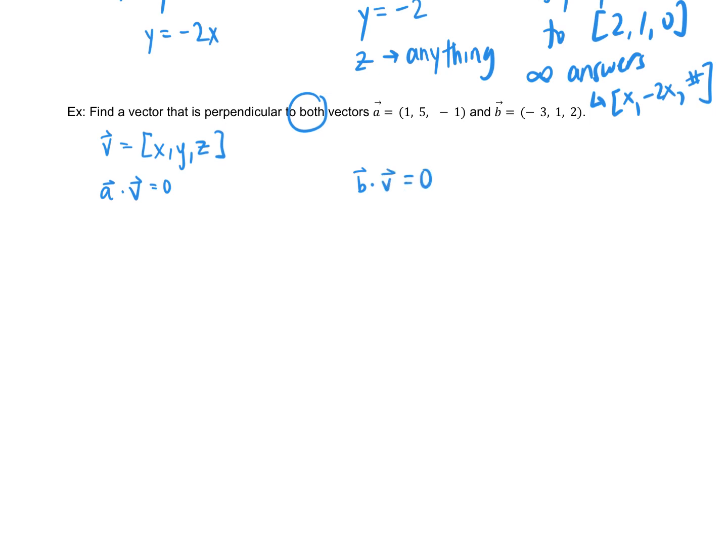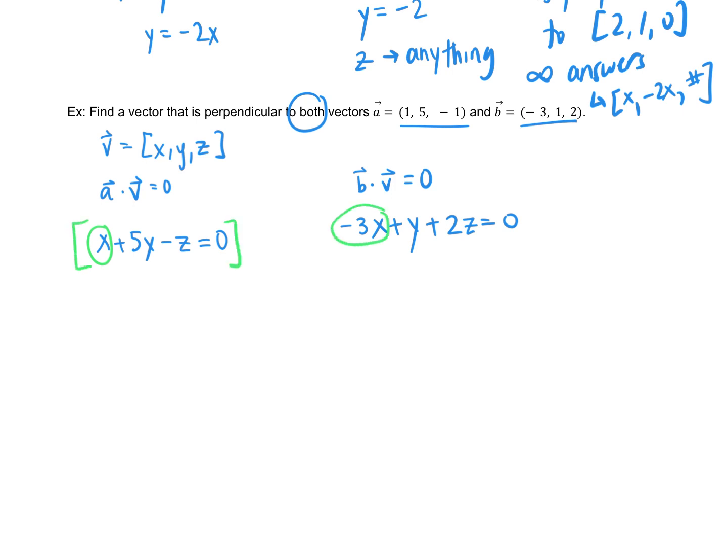Okay, so let's apply that dot product. I'm going to start with A and vector V, so that's going to be 1x plus 5y minus 1z equals 0. And then for B and vector V, negative 3x plus 1y plus 2z equals 0. Now let's see what happens if we try to solve for x, y, and z. So we're going to do a little bit of elimination. I'm going to choose to eliminate the x's.